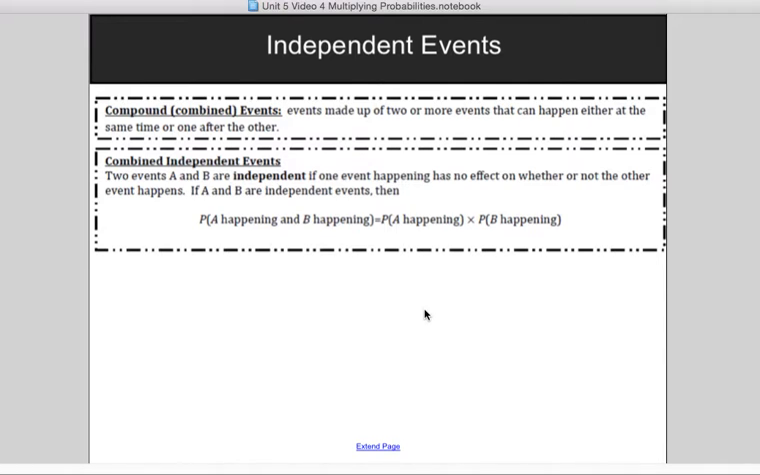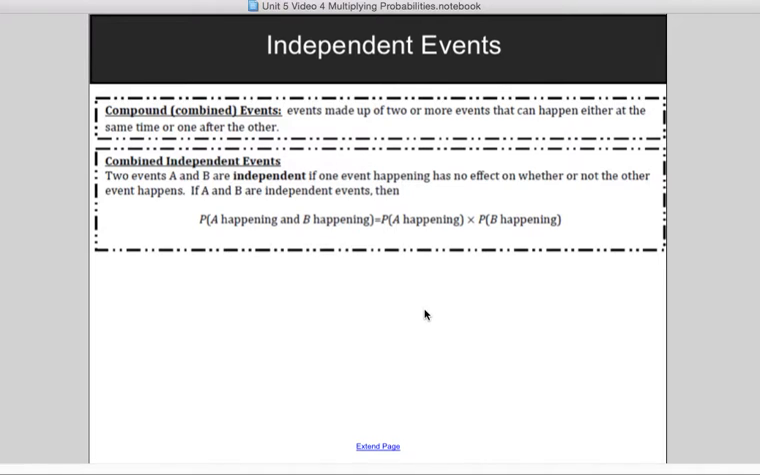Two events, A and B, are independent if one event happening has no effect on whether or not the other event happens. For instance, I roll a die and I spin a spinner. What happens on either one of those does not affect each other. Another good option is I draw cards from a deck. I draw a card, I look at it, and then I put it back in the deck, and then I draw another one. Since I put it back, it doesn't affect my second draw, so they're independent.